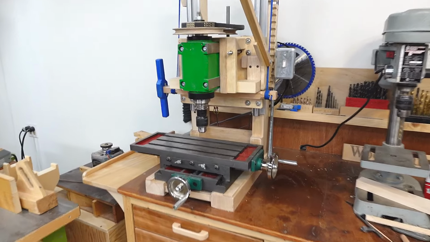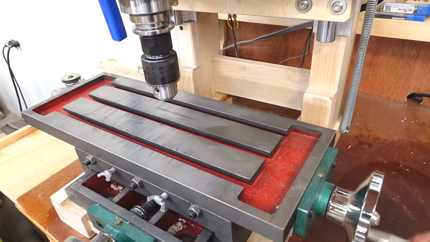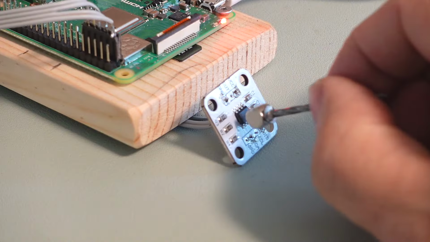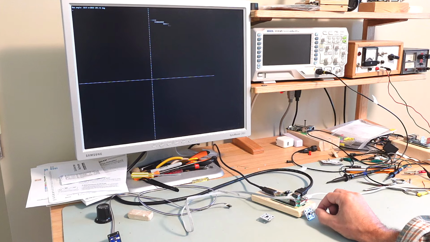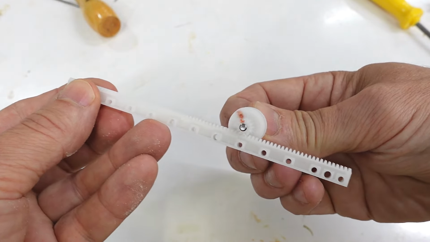I want to build something for my XY drilling machine that gets the position of the table into the computer accurately. I could just buy a fancy DRO, but I want to do some experiments and I want to get the data into the computer. And I want to use this magnetic encoder, which can very accurately measure the angle of a magnet in front of it. And if I use some kind of rack and pinion, I can use that to measure linear position.